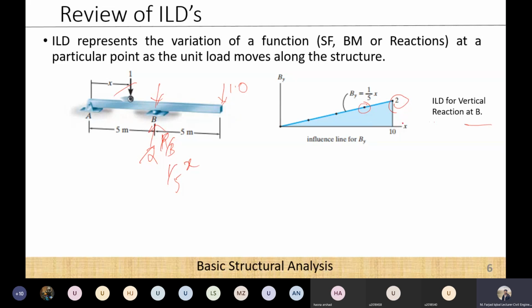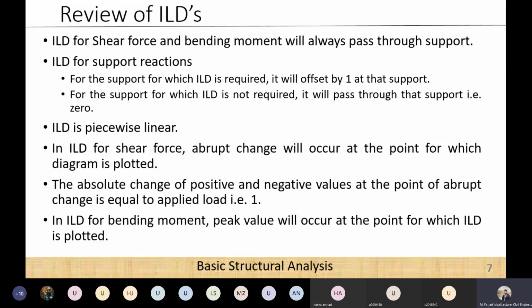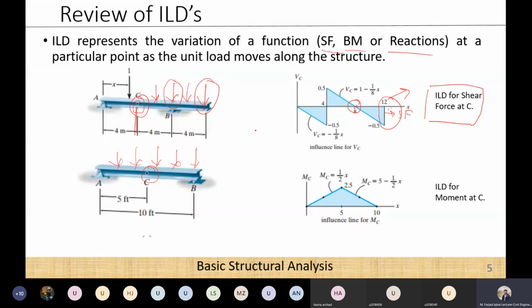We can calculate it by simply applying the laws of equilibrium. And some of the conclusions that we made after studying this ILD was that the ILD for shear force and bending moment, in any type of beam, for example an overhanging beam or a simply supported beam, will always pass through the support.